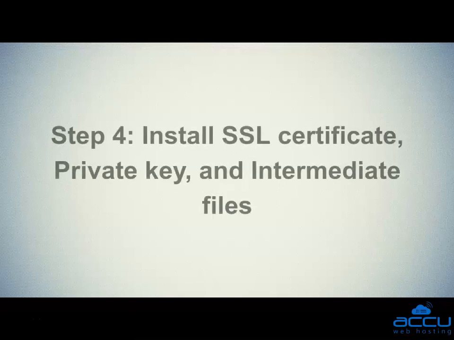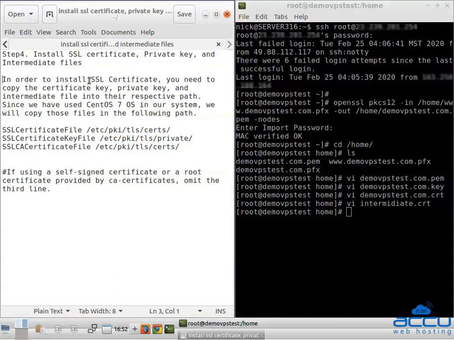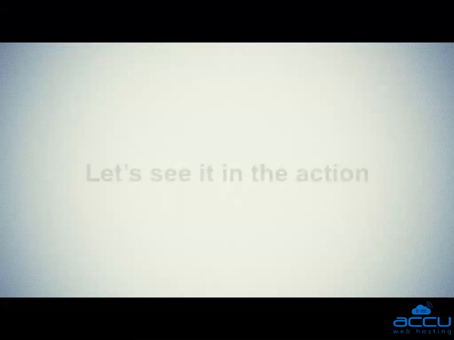Step 4. Install SSL Certificate, private key, and intermediate files. In order to install the SSL Certificate, you need to copy the certificate key, private key, and intermediate file into their respective paths. Since we have used CentOS 7 OS in our system, we will copy those files in the following paths. Let's see it in action.